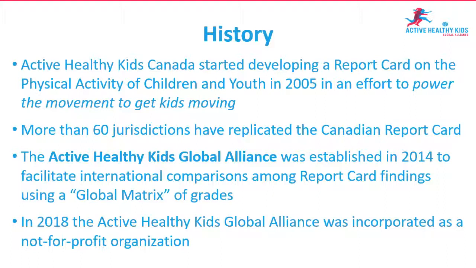As a brief history, Active Healthy Kids Canada started developing a report card on the physical activity of children and youth in 2005 in an effort to power the movement to get kids moving. To date, more than 60 jurisdictions around the world have replicated the Canadian report card. The Active Healthy Kids Global Alliance was established in 2014 to facilitate international comparisons among report card groups, and a global matrix of grades was created. In 2018, the Active Healthy Kids Global Alliance was incorporated as a not-for-profit organization.